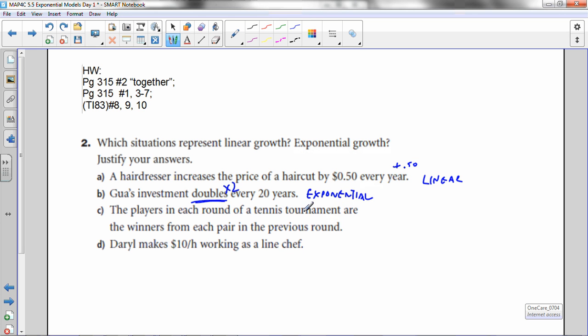The players in each round of a tennis tournament are the winners from each pair in the previous round. Well, that sounds weird, but you know, the idea is if we start with 100 tennis players, then half of them get eliminated, then it would be 50, and then 25. Well, what's going on? This is getting divided by 2. Multiplying and dividing, that's exponential. Daryl makes $10 an hour working as a line chef. Notice that it's not a percent. He's just adding $10 to his income for every hour he works, right? Plus 10, plus 10, plus 10, plus 10. This is linear.